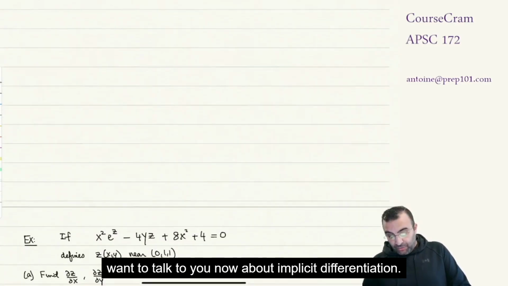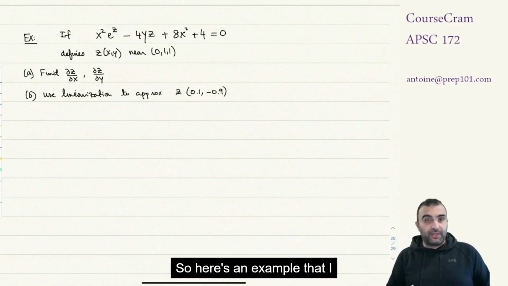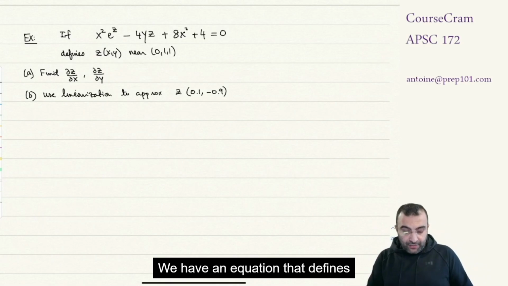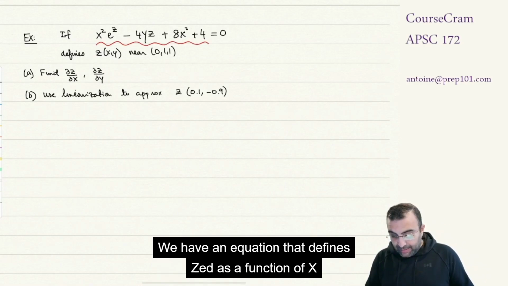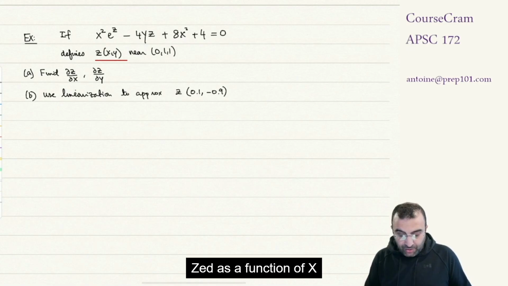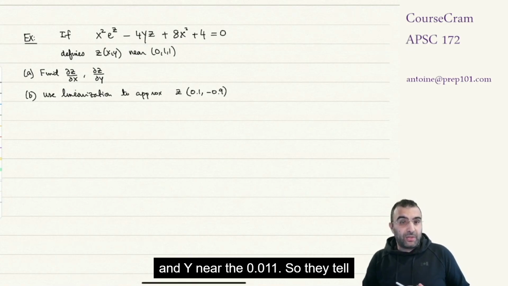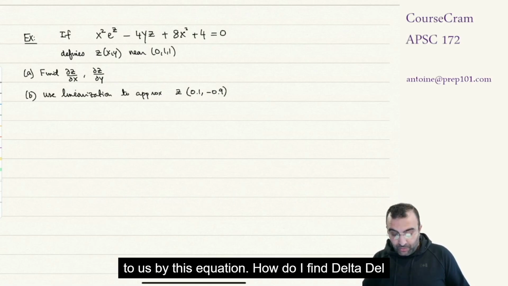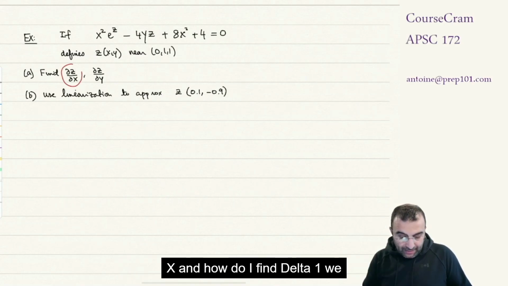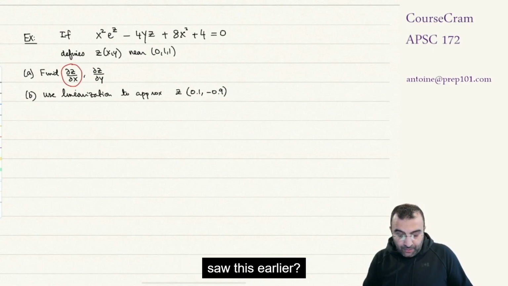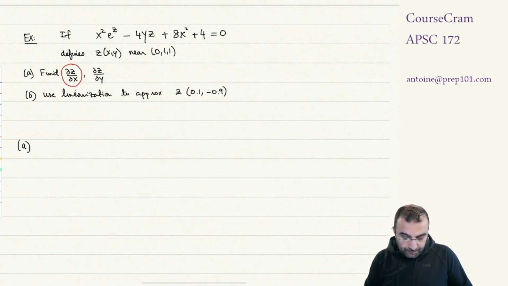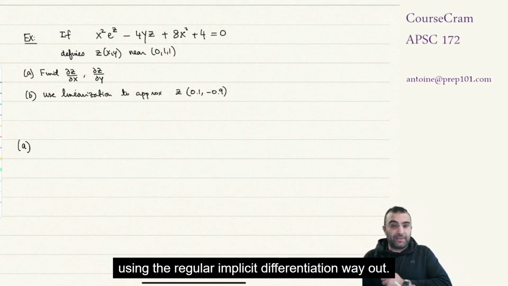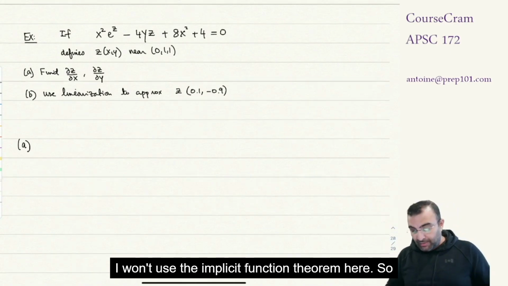I want to talk to you now about implicit differentiation. So here's an example that I quickly made up. We have an equation that defines z as a function of x and y near the point (0, 1, 1). So they tell us that z is a function of x and y. It's given to us by this equation. How do I find del z del x, and how do I find del z del y? We saw this earlier using the implicit function theorem, but I'm going to do it using the regular implicit differentiation way. I won't use the implicit function theorem here.